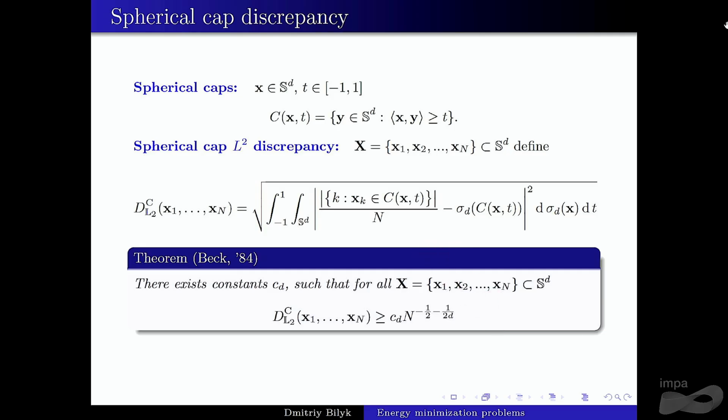It's known also that this bound is sharp. I will talk about this in just a few minutes. You can construct, at least implicitly, at least probabilistically, collections of points which would achieve this bound.